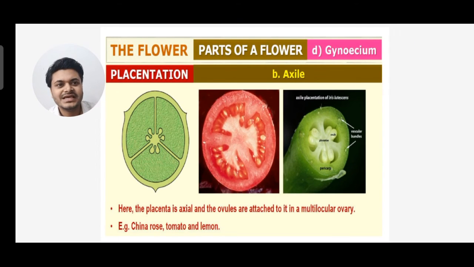Next is axial placentation. You can see the figure on top. Here the placenta is axial and the ovules are attached to it in a multilocular ovary. You can see this in China rose, tomato, and lemon.